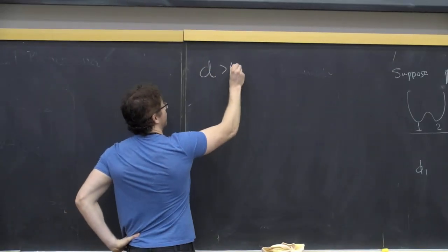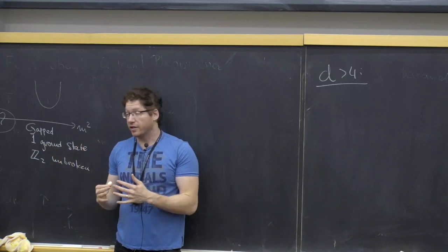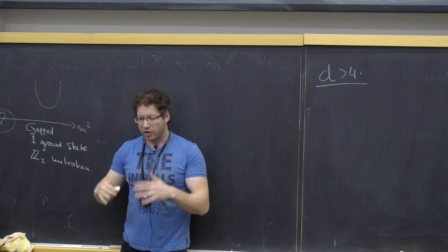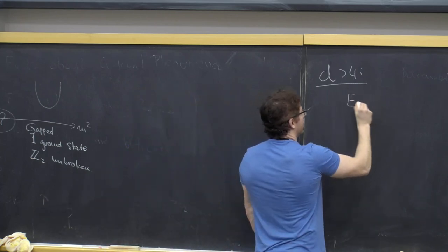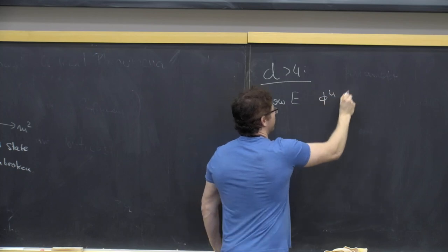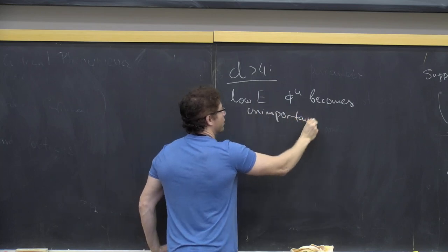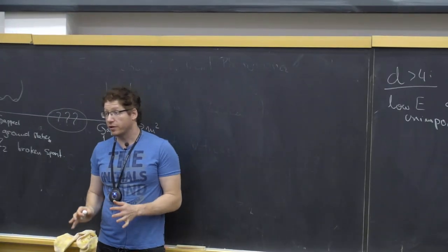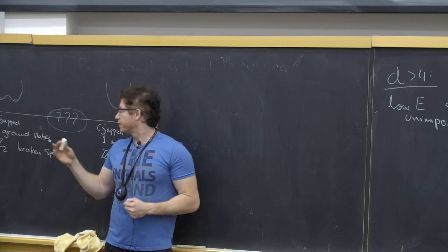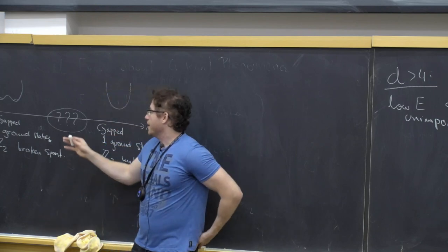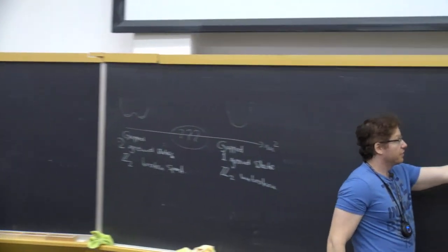So if d is bigger than 4, because the dimension of this coupling lambda has negative energy units, at low energies, phi to the 4 dies out. So at low energies, phi to the 4 becomes unimportant. And since the questions that we're asking here are about the vacua of the theory, the vacuum structure of the theory, and vacua are all about zero energy states or low energy states, since the phi to the 4 interaction dies out at low energies, this means that the model is not really interacting at low energies.